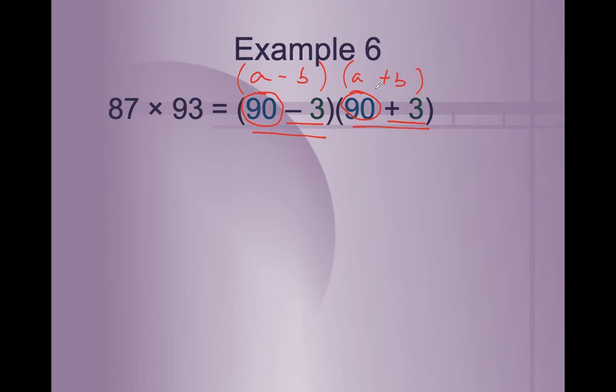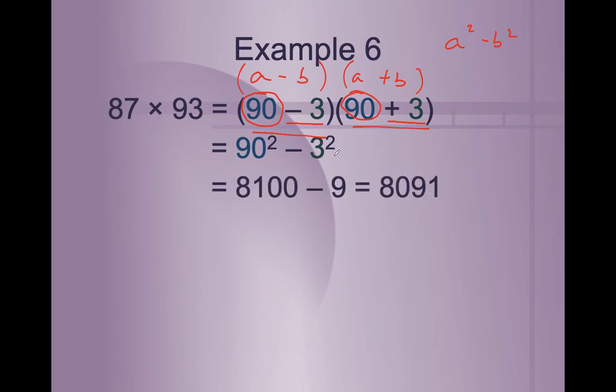Look at your formula there. If it's the difference and the sum, my final answer is going to be a squared minus b squared. Well, what's a squared? A squared is 90 squared. A is 90, so that's squared, minus b, which is 3 squared. What's 90 squared? 8100. And that 3 squared is 9. So 87 times 93 is 8,091. Pretty cool.